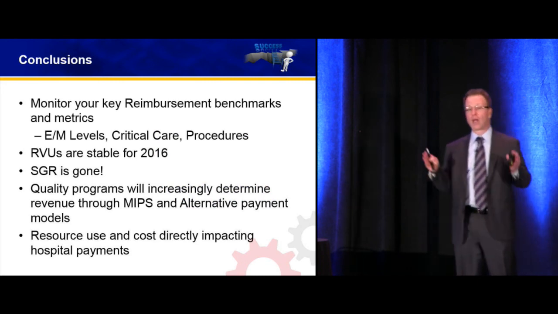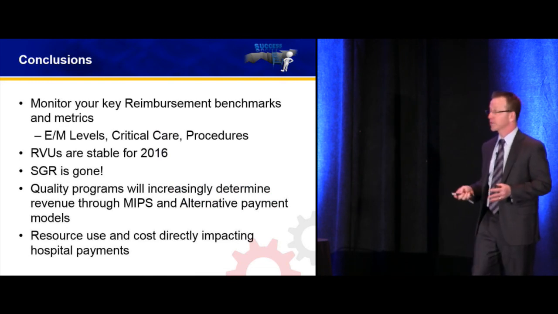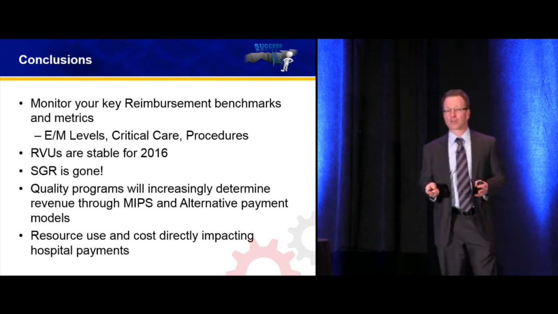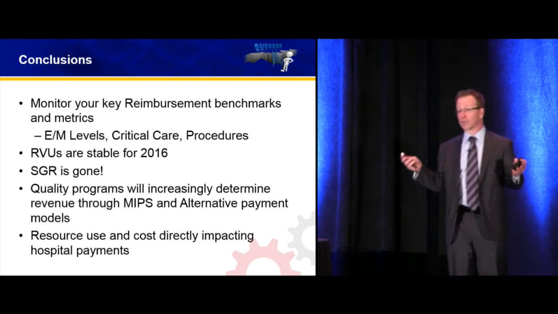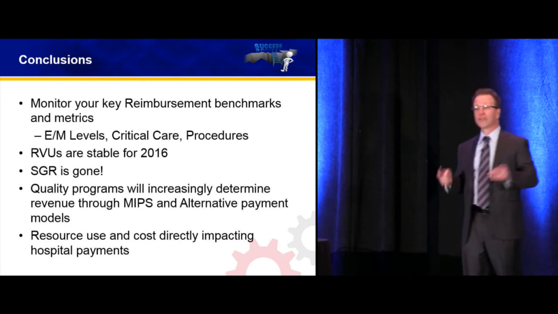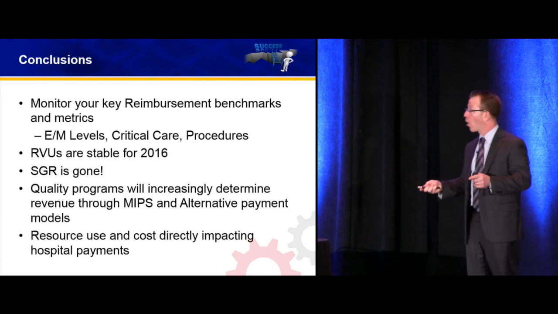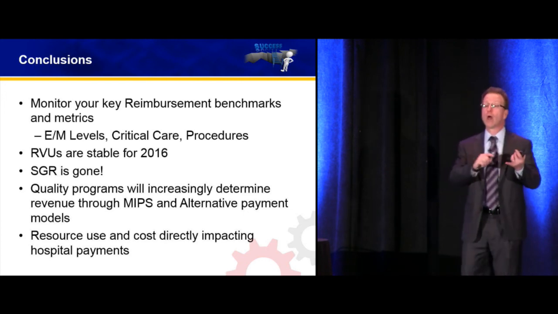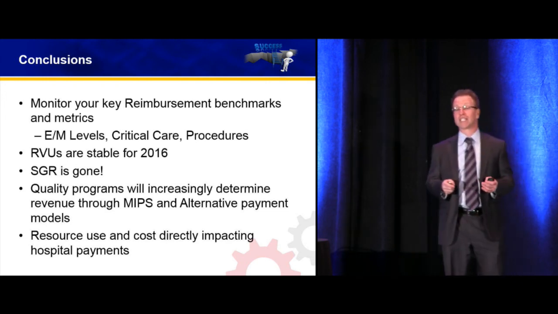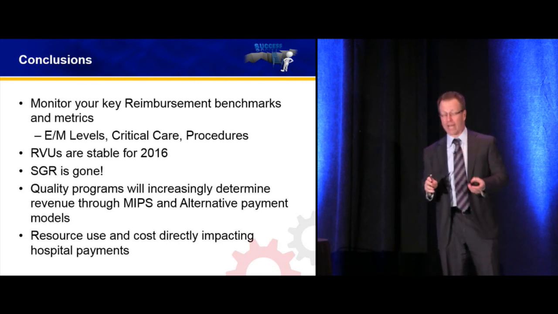Couple of conclusions. Monitor those key reimbursement benchmarks: E&M level, critical care, and procedures. Our views are stable for 2016, which is terrific. Probably stable in the near future. The SGR is gone, but it's been replaced by quality and resource use under whatever different name we want. We want to call it MIPS. We want to call it alternative payment models. All the things that this group spends time talking about, focusing on, publishing on, researching, they are all the drivers of reimbursement going forward, whether it's through alternative payment models or through the MIPS program or directly because resource use is now being economically driven to our hospitals as a cost that they don't receive any extra payment for.